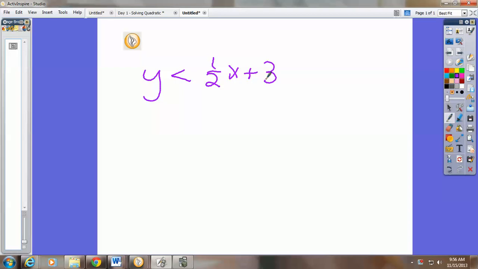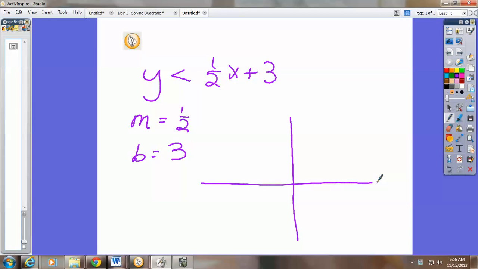If I give you that linear inequality, could you graph that? Yeah. We should be able to. If we have any kind of linear equation, we typically like to graph it in slope-intercept form, am I right? What would be the slope of this linear inequality? 1 over 2. And the y-intercept? 3. So when we graph this, we're going to put a dot at 3 on our y-axis.